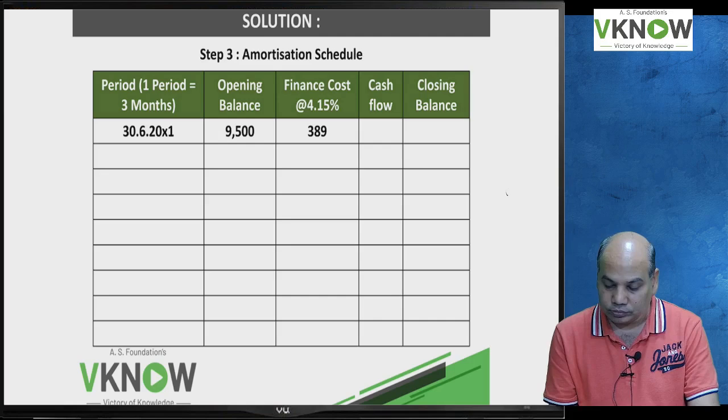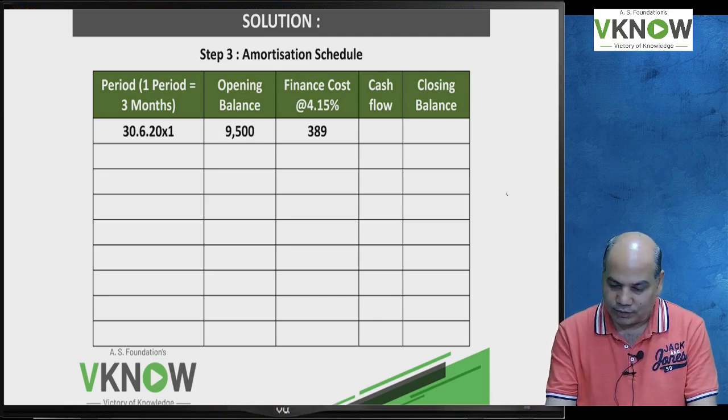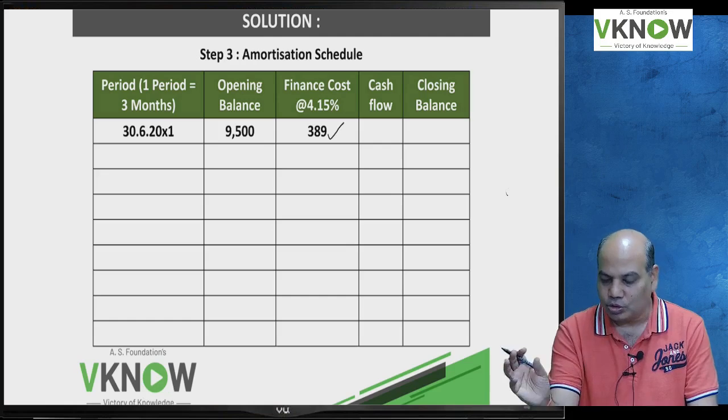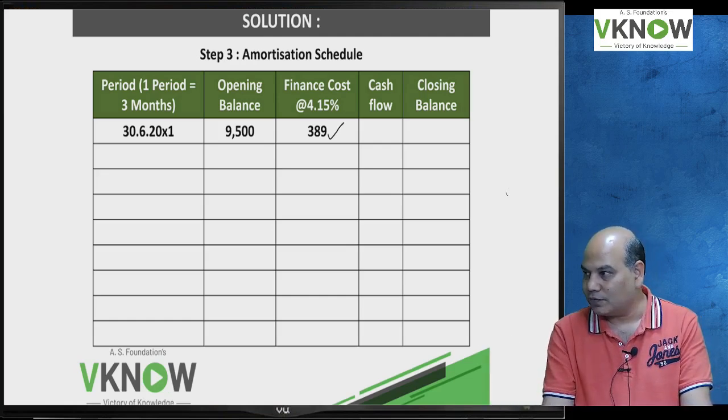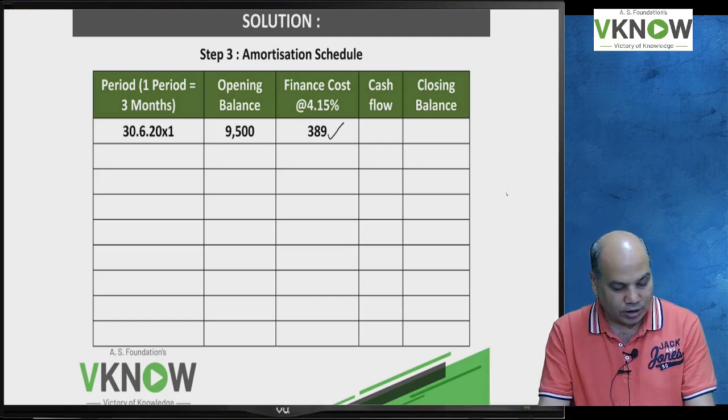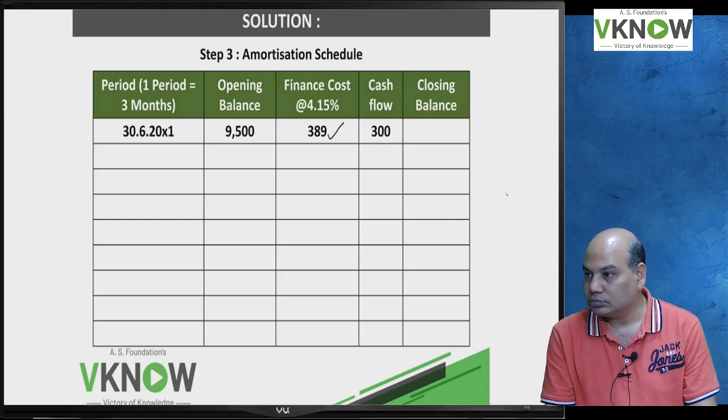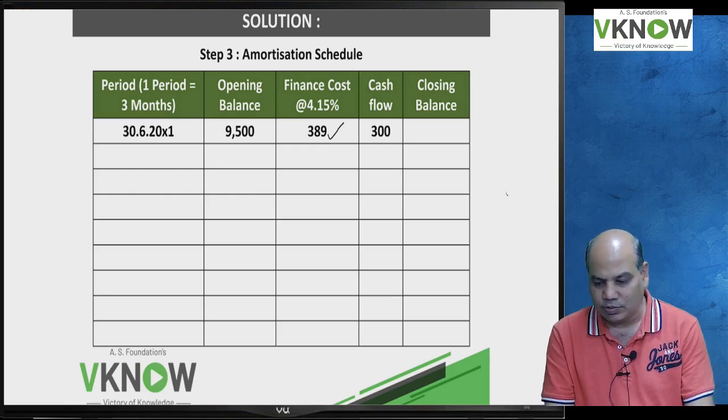394. Okay, write whatever you are getting, but if you want you can write the figures I have written. Just check, it should be close to that. A difference of 3, 4, 5 rupees can be there. Okay, cash flow will be 300. Write that, otherwise all your answers will mismatch.